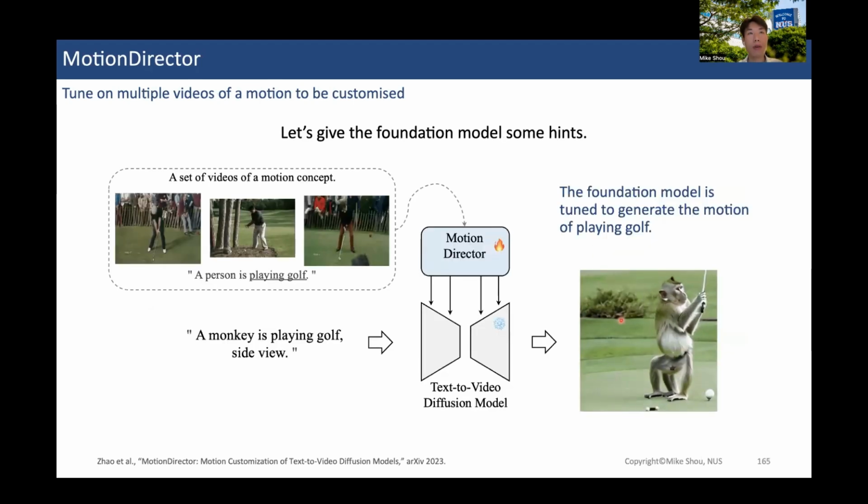In order to enable the model to synthesize this kind of playing golf video, we provide our model with a set of reference videos. Instead of just one video, we provide several videos that are all about a person playing golf. So it learns this motion more precisely. The good thing about the module we propose is that it can plug into the base foundation model, and when we do the training, we only change the Motion Director, with the base diffusion model frozen.